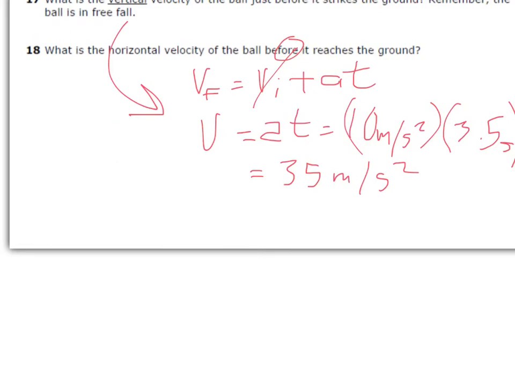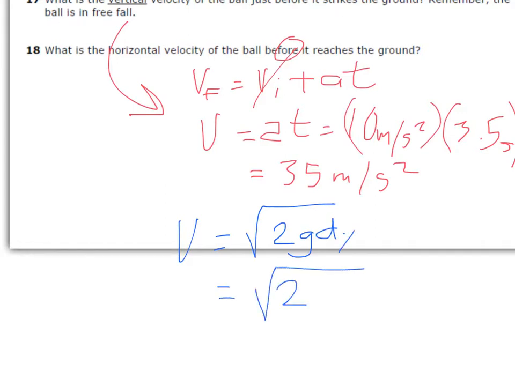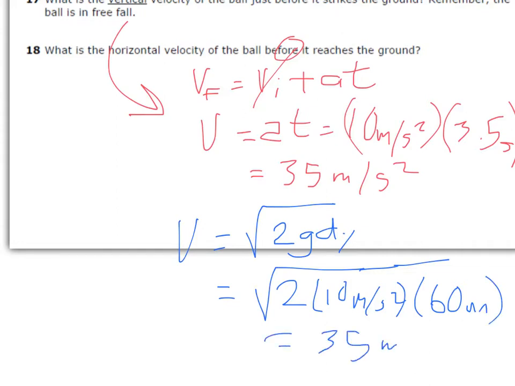There's another way that we can do this equation as well. We can do this equation with velocity is equal to the square root of 2 times g times dy, and that's equal to the square root of 2 times 10 meters per second squared times 60 meters, and we end up with about the same answer, 35 meters per second. The number is actually exactly the same, but there may be a little bit of rounding error.